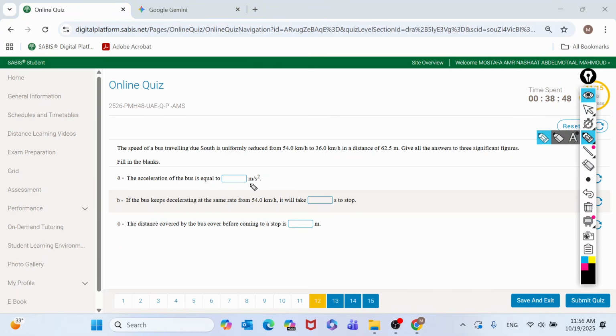So first, this is in meters per second, in seconds and meters. So we need to change this from kilometers per hour to meters per second. So we need to divide everything by 3.6. Kilometers per hour divided by 3.6 gives you meters per second. Okay, you guys need to memorize this.